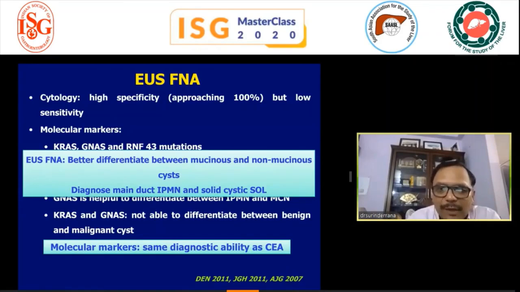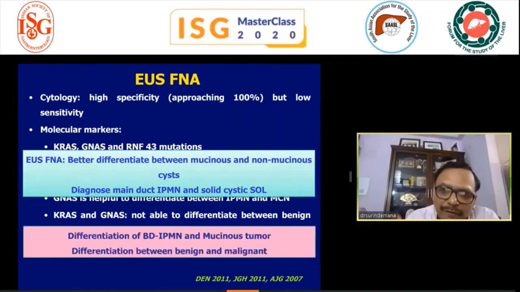And then we can diagnose a main duct IPMN by looking at the duct morphology and a solid lesion inside the duct. And we can easily diagnose a solid pseudopapillary neoplasm, as I had showed you in one of the images earlier. But then the problem is, even after an FNA, the differentiation of a branch duct IPMN from a mucinous tumor is not possible. And then you cannot differentiate between benign and malignant.